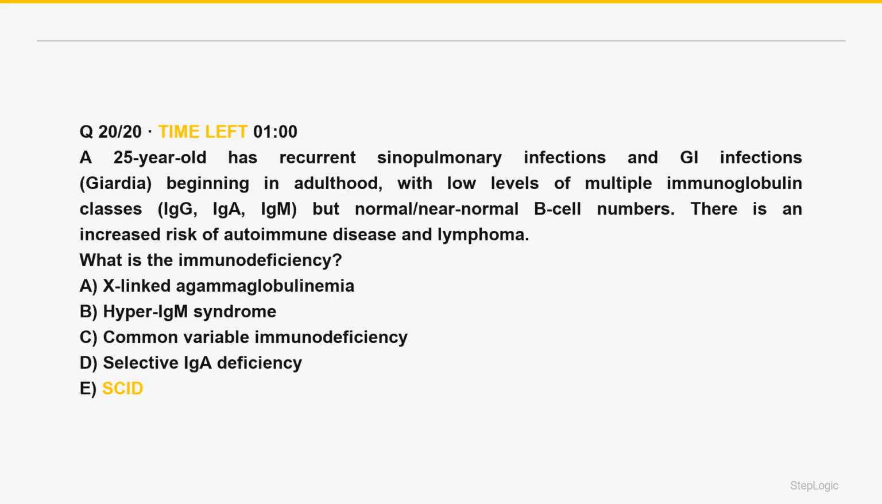What is the immunodeficiency? A 25-year-old has recurrent sinopulmonary infections and GI infections, Giardia, beginning in adulthood, with low levels of multiple immunoglobulin classes, IgG, IgA, and IgM, but normal or near normal B cell numbers. There is an increased risk of autoimmune disease and lymphoma. Read the command. Which immunodeficiency? Adult onset recurrent sinopulmonary or GI infections, low multiple Ig classes, normal B cell numbers, autoimmunity or lymphoma risk: CVID.